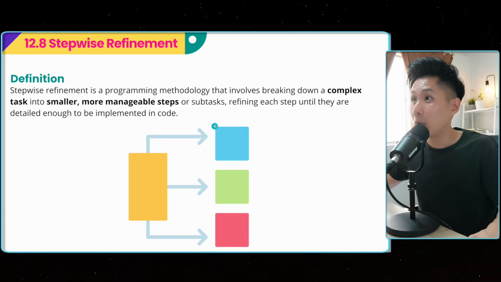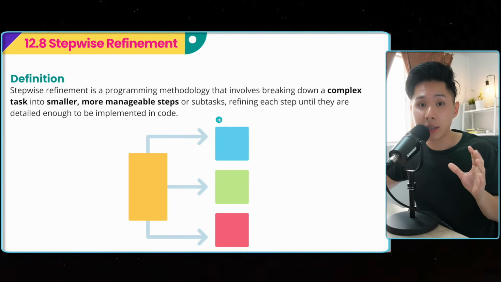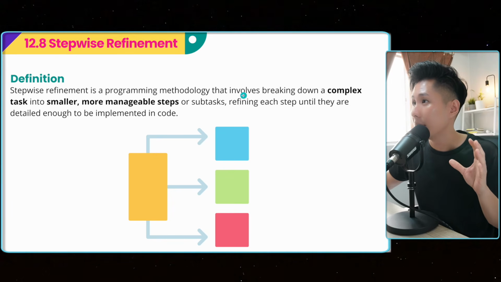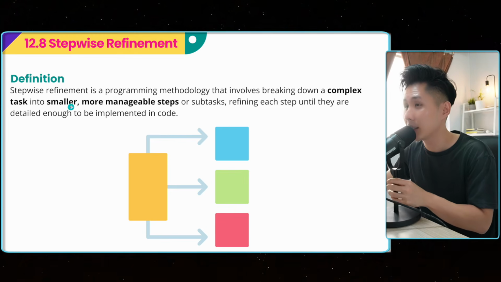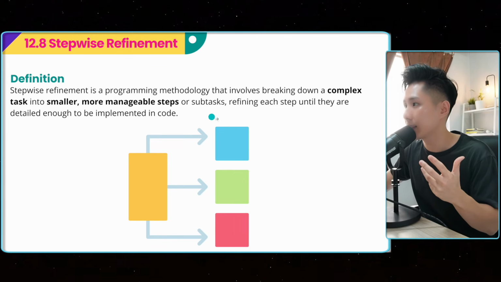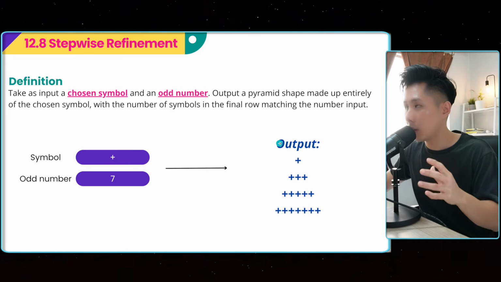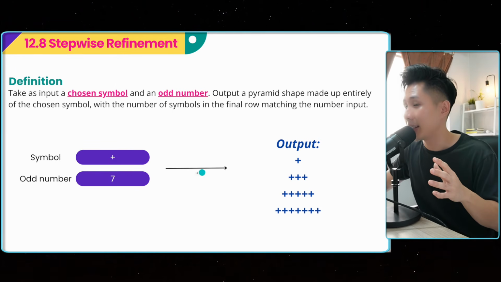Next, stepwise refinement is another important step. Remember we talked about decomposition at the beginning of the video. So stepwise refinement is a programming methodology that involves breaking down a very complex task into smaller, more manageable tasks, like subtasks. And we're gonna learn how to use stepwise refinement using an example here.